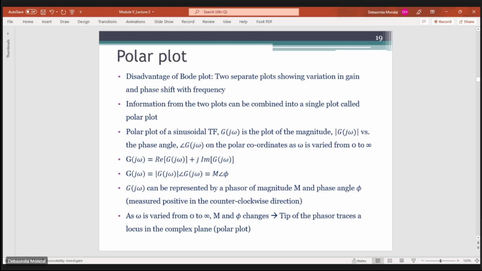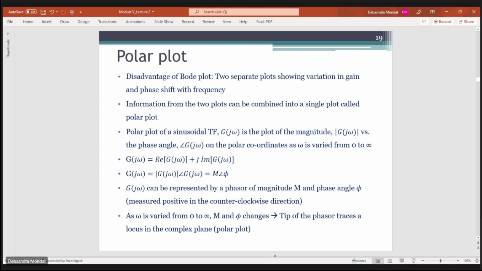The main disadvantage of a Bode plot is that you have to have two separate plots. One plot shows the variation in the magnitude of the gain with respect to frequency, and the second plot shows the variation in the phase shift with respect to frequency. So whenever you are drawing a Bode diagram, you have to have two plots. A polar plot takes information from both the plots and plots a single graph.